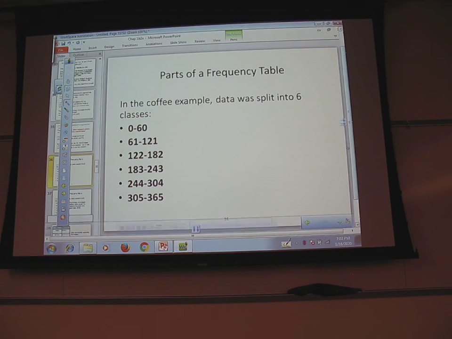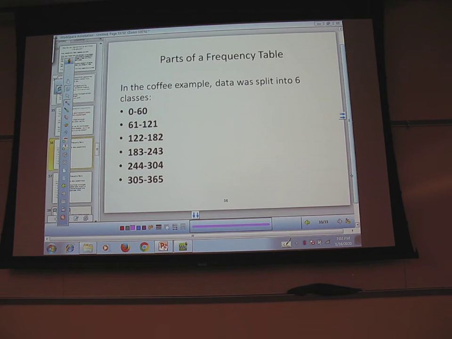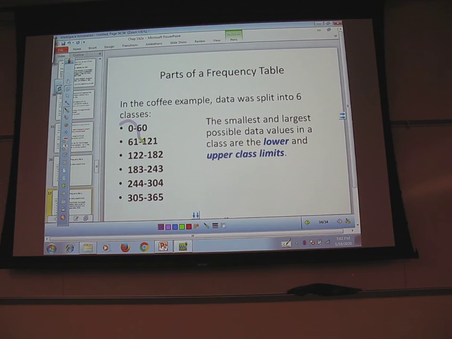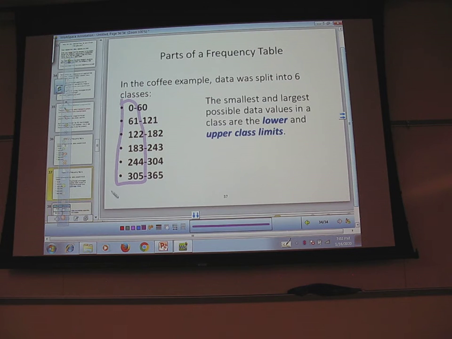First, let's discuss the parts of a frequency table. So in the copy example, we split data into 6 classes. You guys remember that? We just did it. We had lower and upper limits. So these guys are our lower limits. They are the lowest possible value that could be in that class. These are the lower limits. And likewise, these are the upper limits over here.